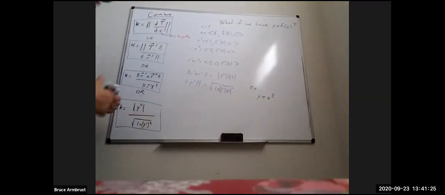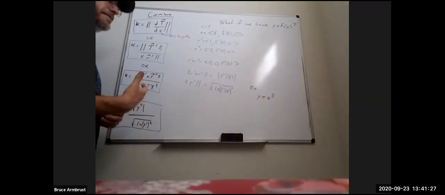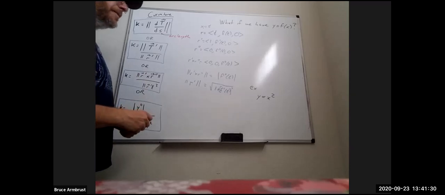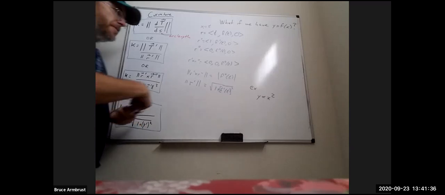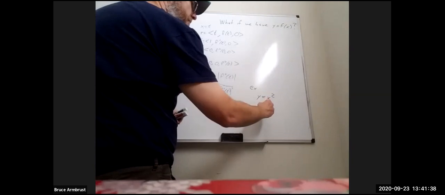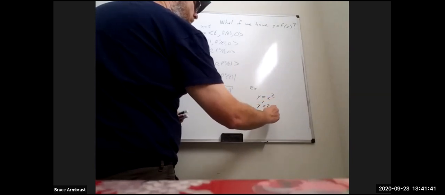Okay, so y equals x squared. You all know it. You love it. It's a great function. No big deal. So if you want to find the curvature, all you need are the derivative and the second derivative. Okay, well, that's easy enough. Y prime is 2x. Y double prime is 2.